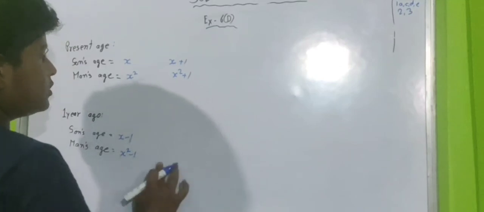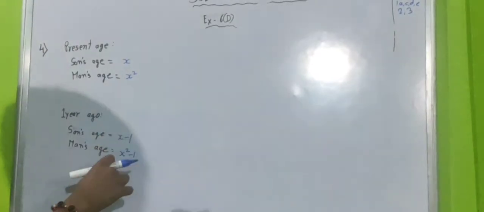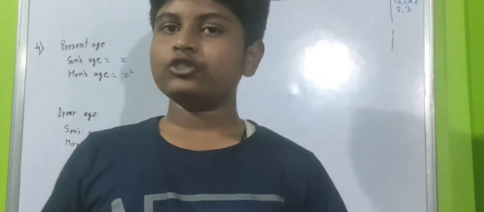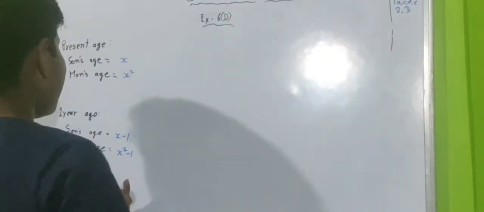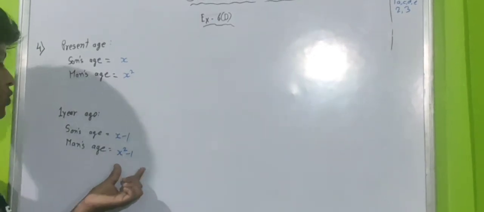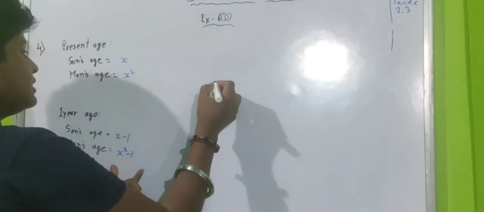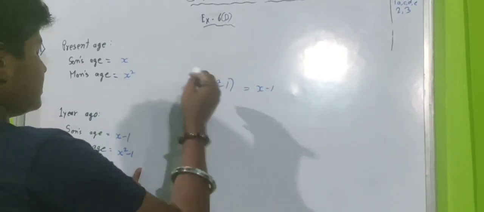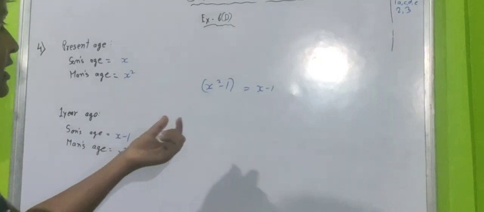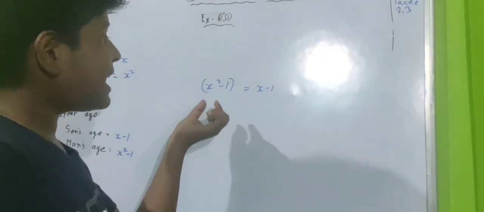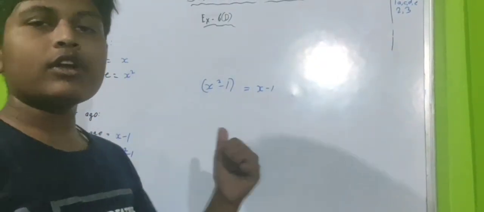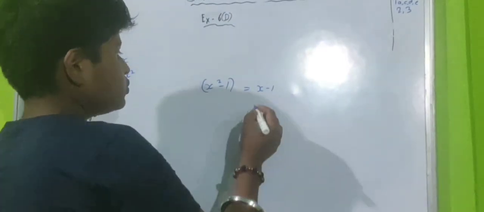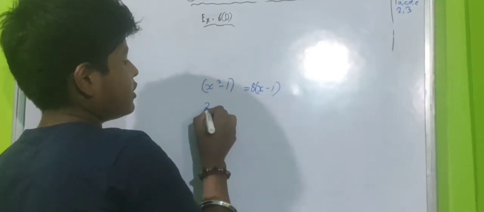So do it like this. Now in the question it is given that his age was 8 times the age of his son 1 year ago. So the man's age is x square minus 1 and the son's age is x minus 1. So it is said that 1 year ago the man's age was 8 times that of the son's age. So the man's age was already 8 times. So to equalize, you have to make the son's age also 8 times. So multiply 8 here.